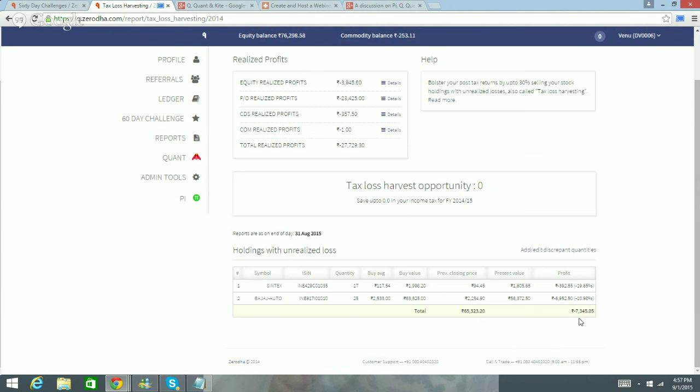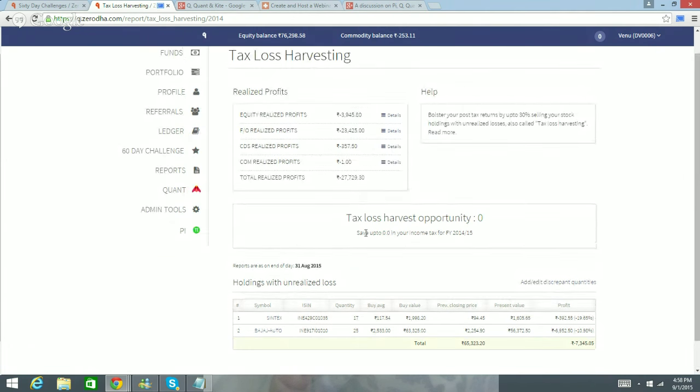Again, we are the first in India to give a tax loss harvesting report, a report which will actually tell you what the opportunity out there is. This opportunity is showing for the last financial year, so it's showing 0. But right now in Venu's case for this year, there's a tax loss harvesting opportunity of 7,400 rupees, which he can use to reduce his profit, if there is any profit.